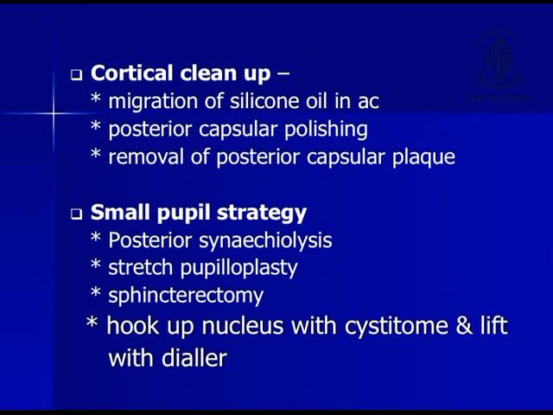Cortical cleanup, you should be careful. It could be a little messy if there is silicone oil in the anterior chamber that keeps coming from the posterior side. You could do a posterior capsular polishing or remove the posterior capsular plaque. If not, then you can do a YAG laser later on. Pupils are often small in these cases, so you could use your own technique. A very good technique is to hook up the nucleus with a cystitome and then lift it with a dialer with the other hand.